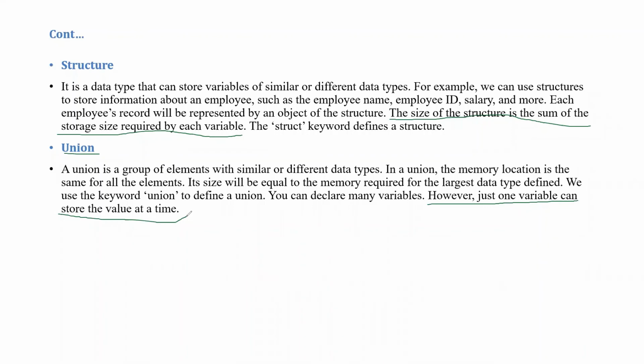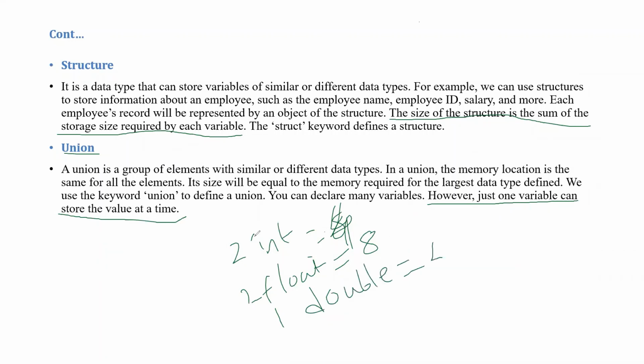For example, assume I am going to use 2 integers, 1 float, 1 double. So 2 integers, for this it is going to use 8 bytes. Sorry, this one is 8. And 1 double, it is also 8 bytes. So 8 plus 8 plus 4 means totally we are going to use 20. So if the same thing is done in a structure, it is going to allocate 20 bytes of memory. But if the same thing is done in a union, it is going to allocate only 8 bytes.